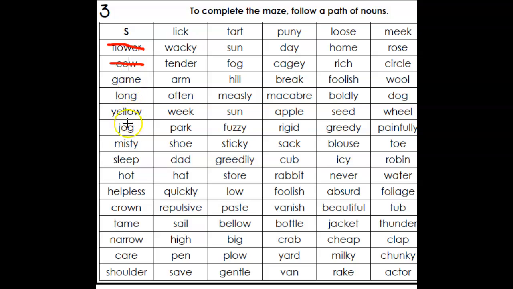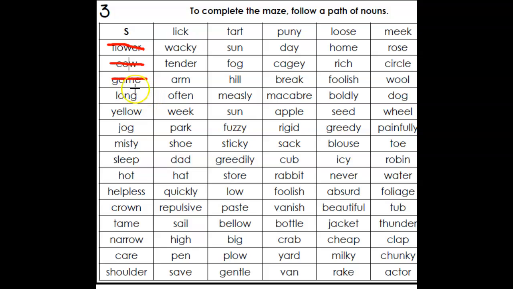It might not be like straight down the column. You might go to the right and then down and then to the right and then down and then across, okay? Then I have game, right? Because that is a noun. All right. Now, long, well, that is an adjective.